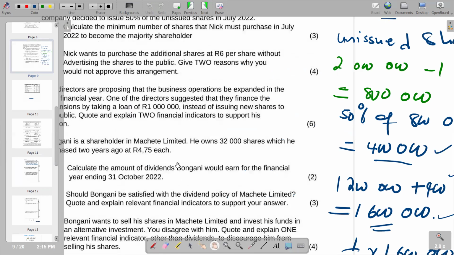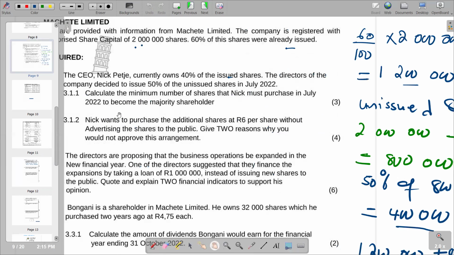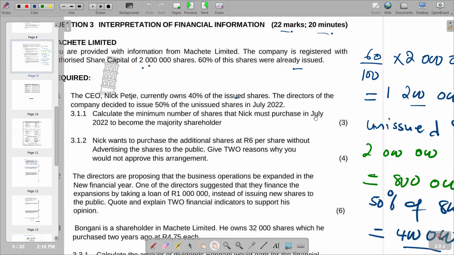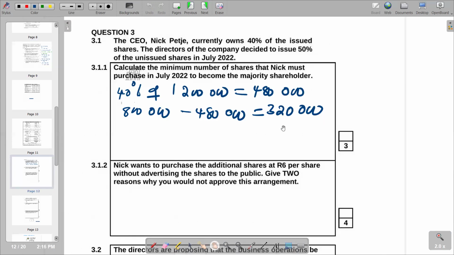So if you come here, remember the requirements of our question. It's saying calculate the minimum number of shares that Nick must purchase in July 2022 to become the majority shareholder. So according to our calculations, Nick should own shares that are greater than 320,000. But if Nick acquires 320,000, it will be 50%. To become the majority, it has to be greater than 50%. So we're going to just add one share.